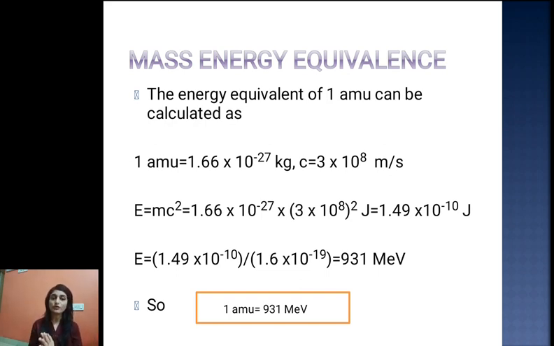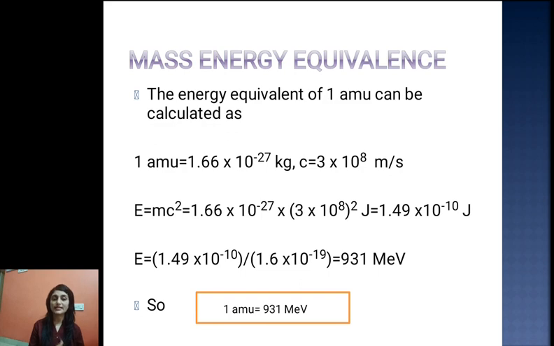We know that 1 AMU equals 1.66 into 10 raised to minus 27 kg. We also know the speed of light c, that is 3 into 10 raised to 8 meter per second. Now we have the equation E equals mc square. We will substitute the values of m and c and find the energy. Whatever energy you get is in joules. So 1.49 into 10 raised to minus 10 joules.